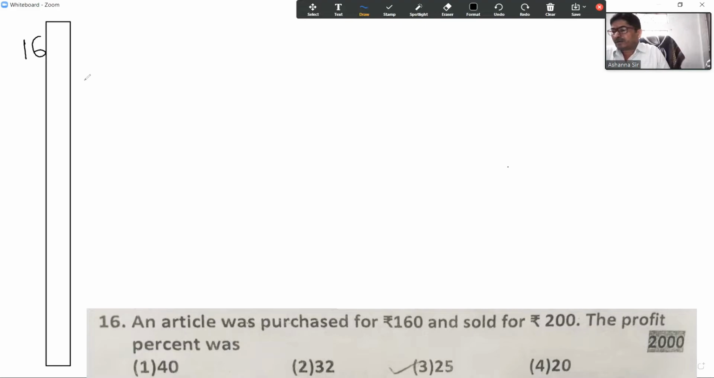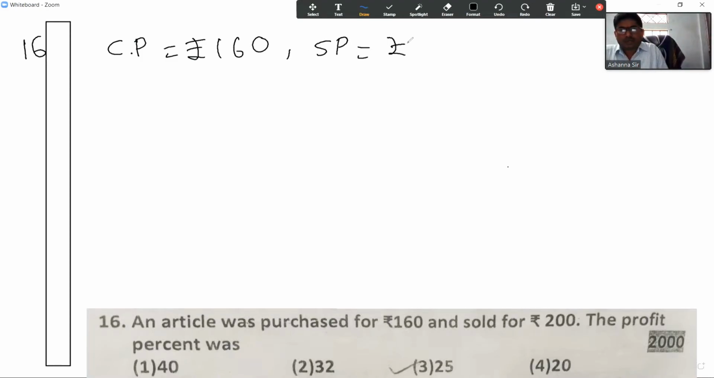An article was purchased for rupees 160 and sold for 200. The profit percent was? Cost price, rupees 160. Selling price, rupees 200.